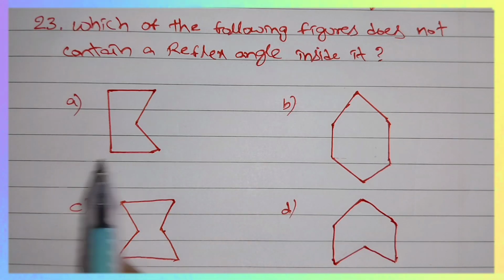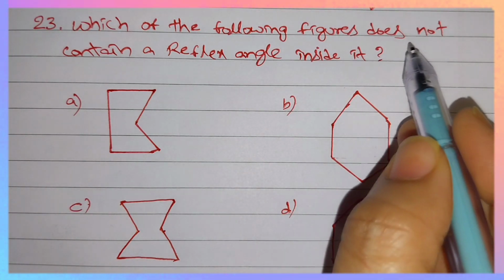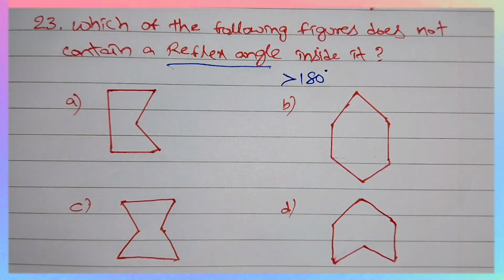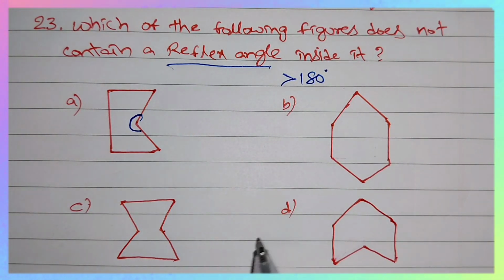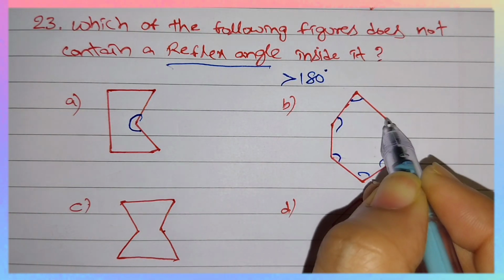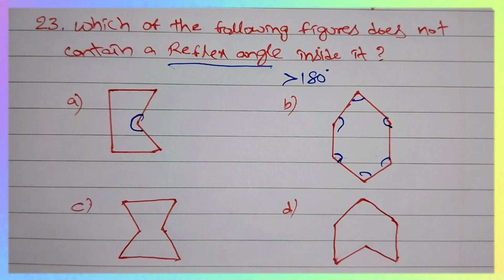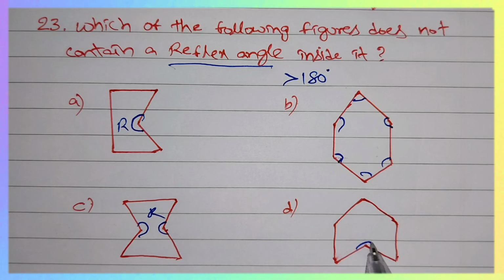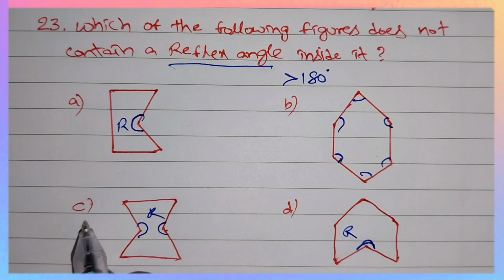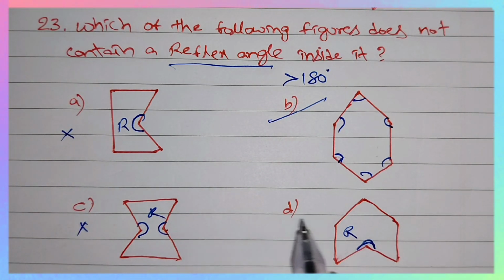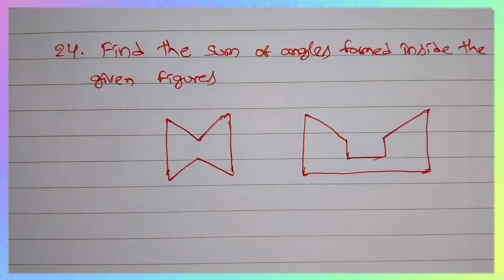Next, the 23rd question. Which of the following figures does not contain a reflex angle inside it? A reflex angle is an angle greater than 180 degrees but less than 360 degrees. Let's check each figure. Option A has a reflex angle. Option B is a regular hexagon with all interior angles less than 180 degrees. Each angle is 120 degrees. Option C has a reflex angle and option D has a reflex angle. So option B is correct. This figure does not have a reflex angle.